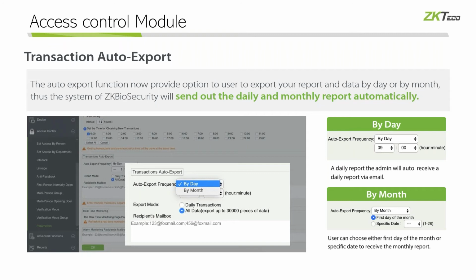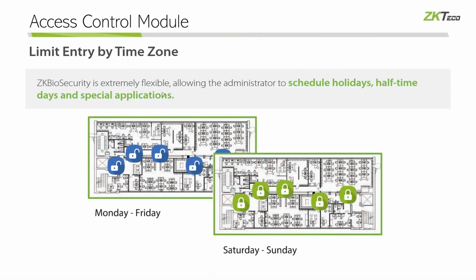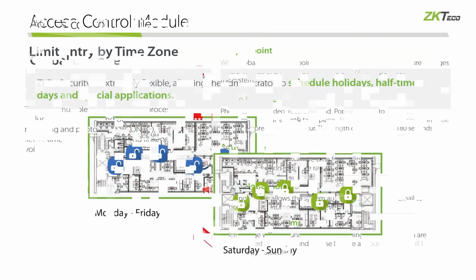Maybe they don't need the API. Maybe they just need a text file that has all the entrances that have been made in the day. You set how to export the transactions, and this is generated into an email, sent by email, and it will work automatically. Departments and groups: of course, I have rules for departments and groups. Limit entry by time zone, as I said. You can schedule holidays, half-time days, specials, everything.